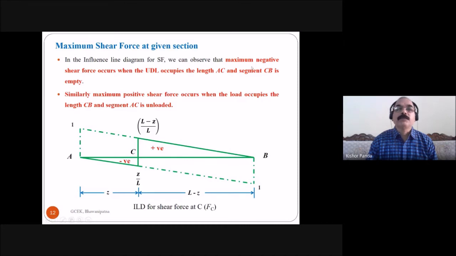Here you see, maximum negative shear force occurs when the UDL occupies the length AC and segment CB is empty. In the portion CB there is no UDL. When the UDL is present between A and C, in that case you will get the maximum negative shear force. Similarly, maximum positive shear force occurs when the load occupies the length CB and segment AC is unloaded. There is no UDL on the AC segment, and when the UDL is present on the BC portion, you will get the maximum positive shear force.